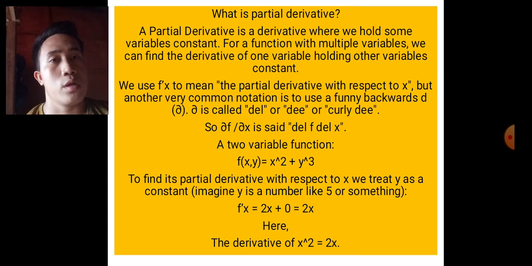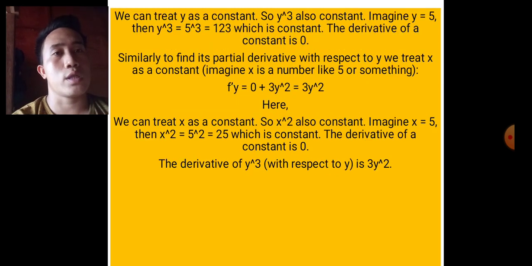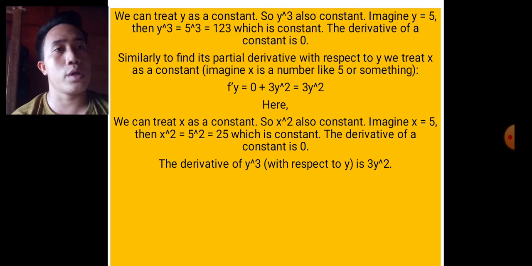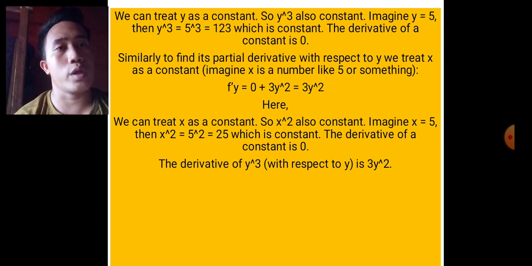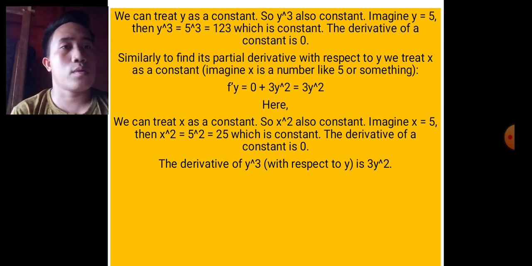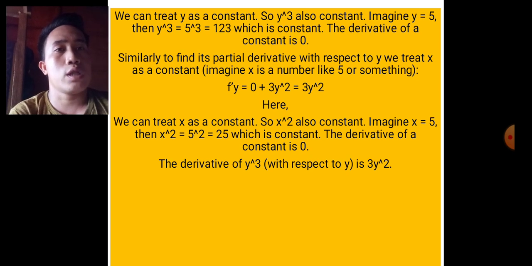So here is the explanation. The derivative of x squared equals 2x. We can treat y as a constant, and so y cubed is also a constant. Imagine y equals 5, then y cubed equals 5 cubed, which equals 125, which is a constant. The derivative of a constant is 0.